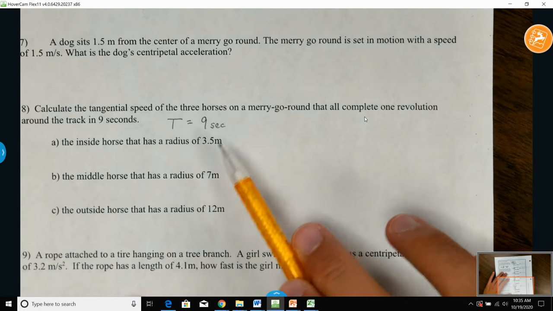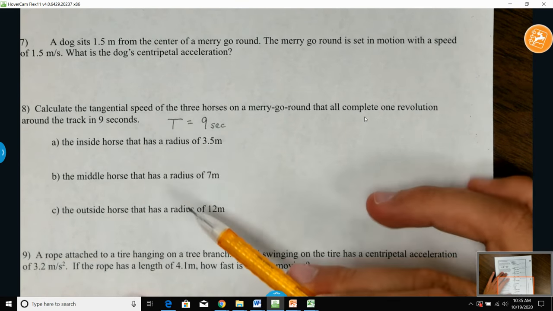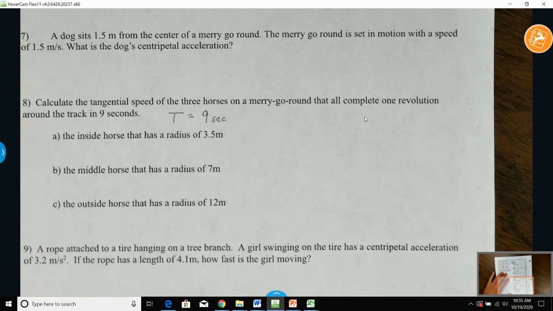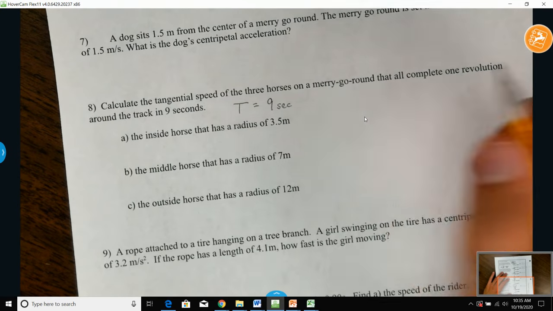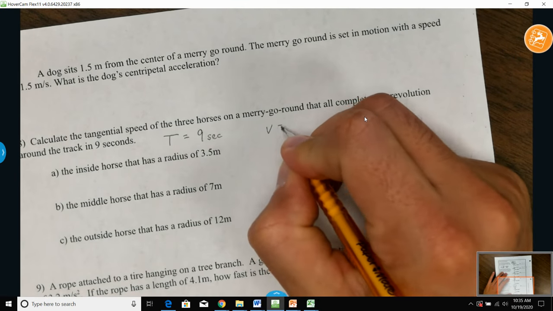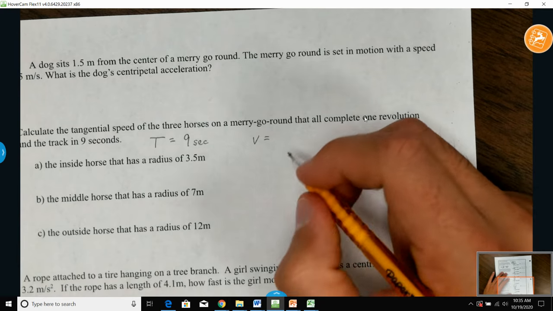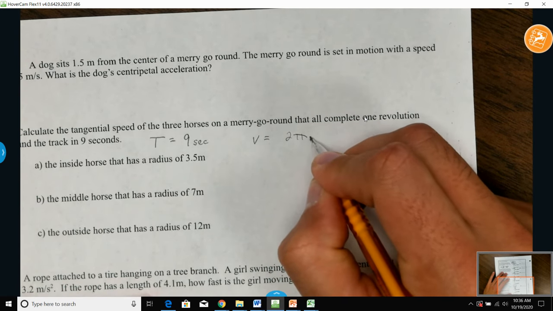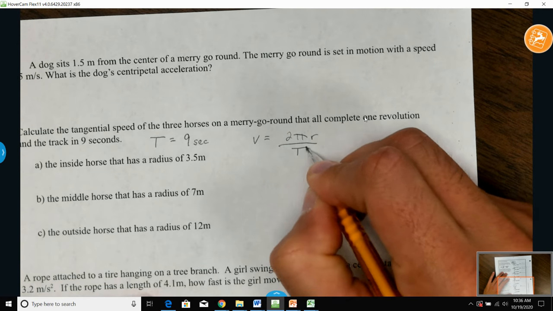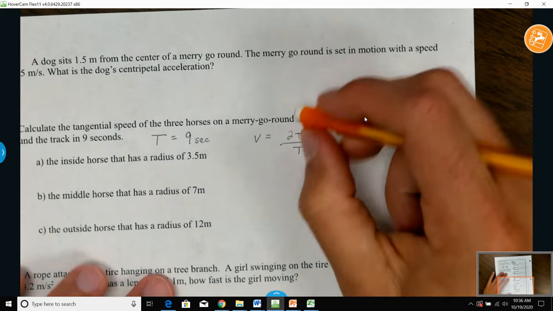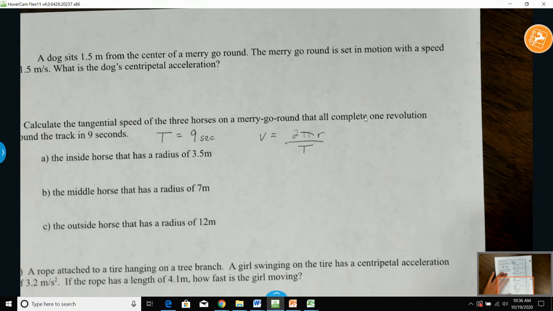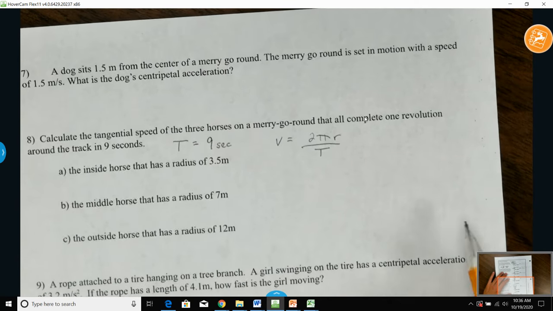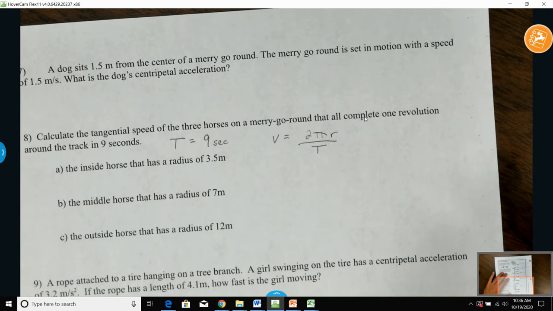So in each one of these A, B, C, your period is going to wind up being 9 seconds. To calculate the tangential velocity, you're going to need this equation. It's on the front side of your worksheet, which would be 2 pi r over T. You're just going to go through and solve.